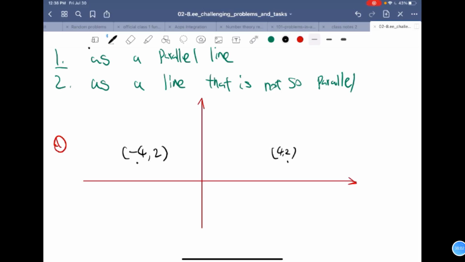Tim, what is the midpoint for this? Hello, Tim. Are you still in the washroom?